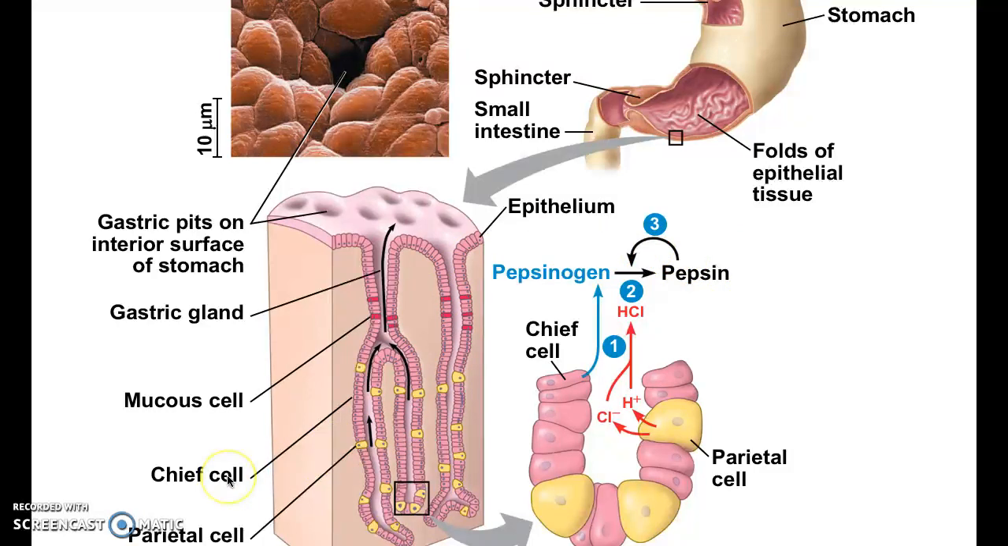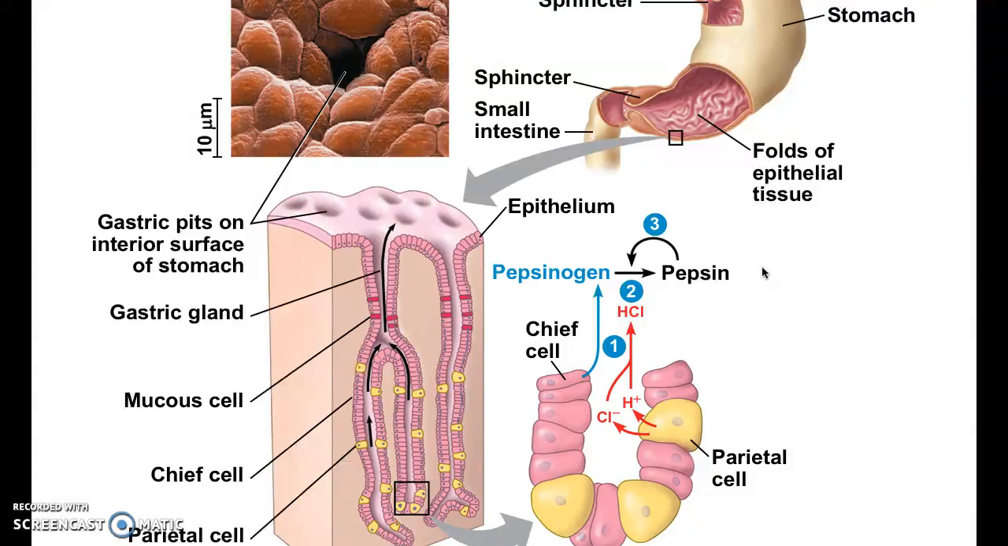Then you have the other cell called chief cells. Chief cells produce something called pepsinogen. Pepsinogen is the inactive form of pepsin. You can get pepsin from pepsinogen only when it combines with hydrochloric acid. Pepsinogen is the inactive form, because if you had a lot of pepsin just floating around in the stomach, that would be a bad thing because it breaks down proteins.